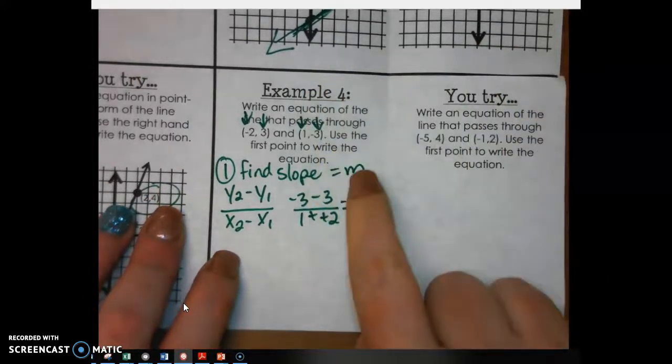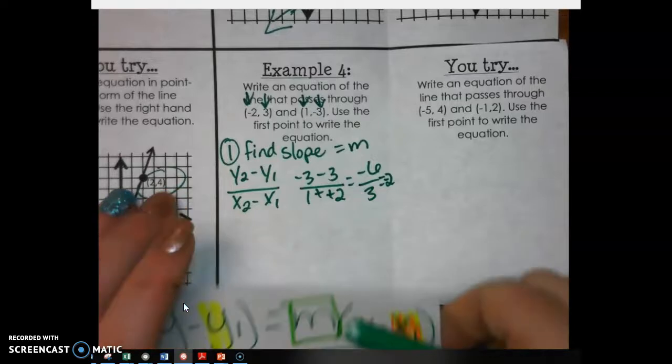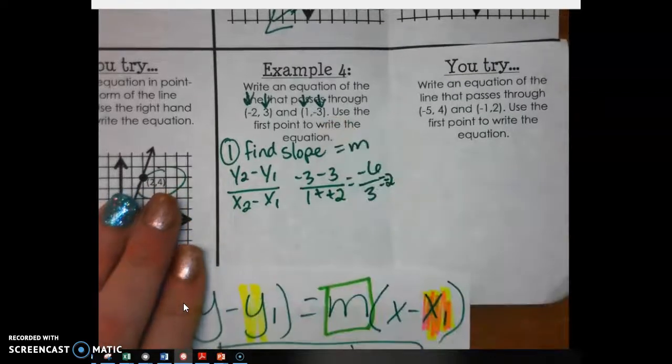That's my m. Okay, now we're ready because we have a point. We have this.